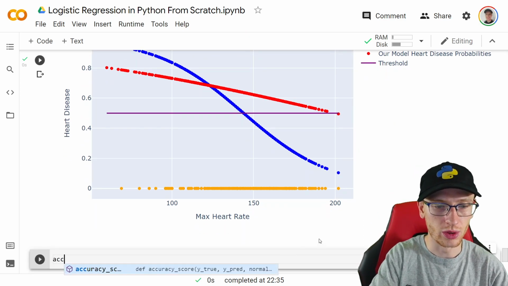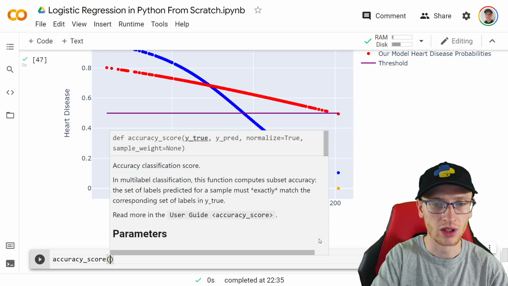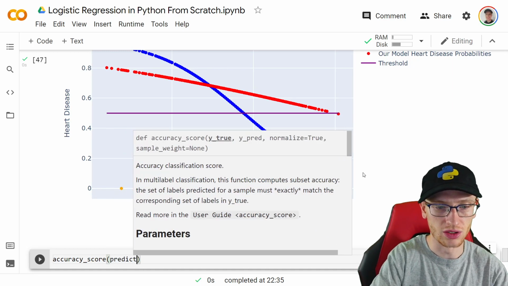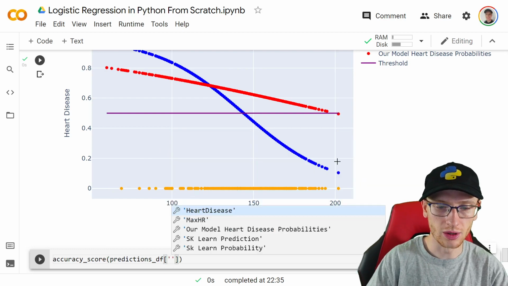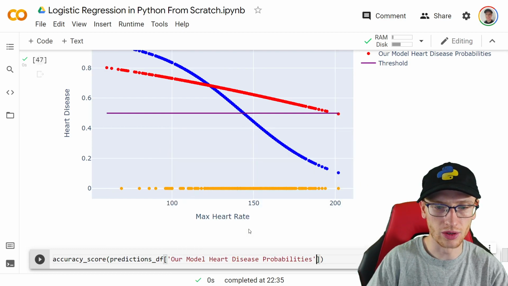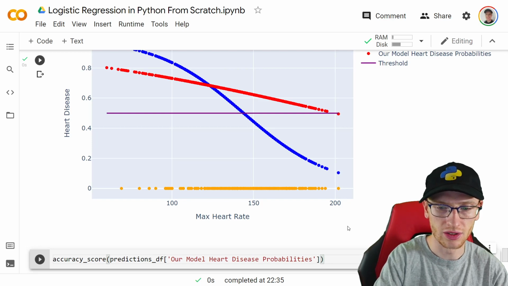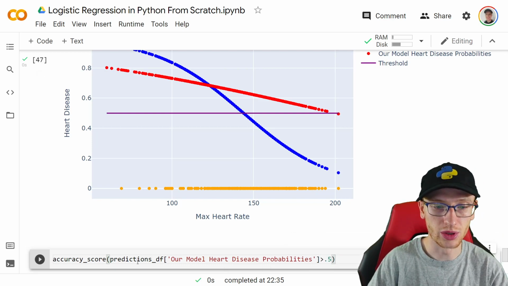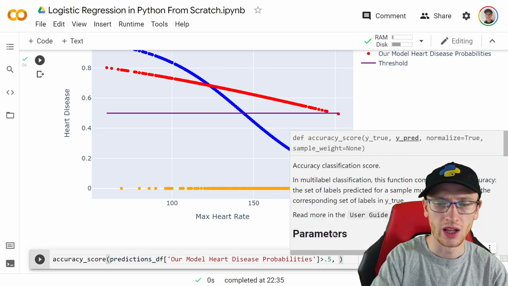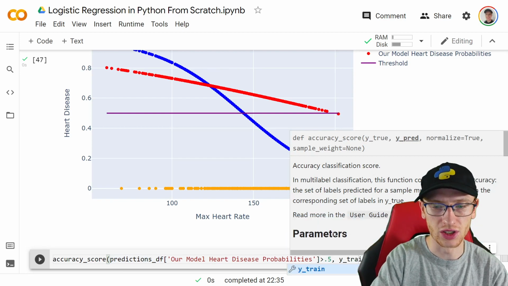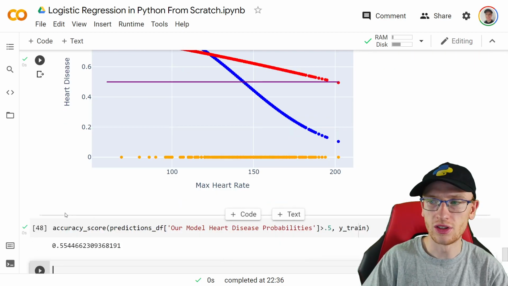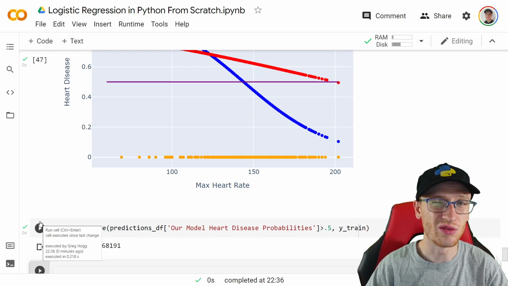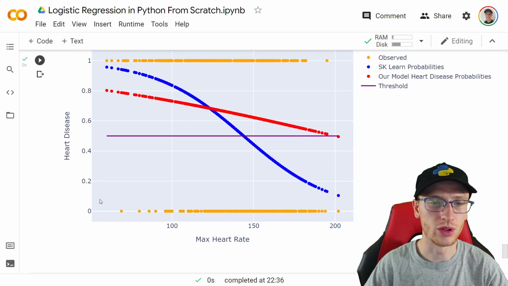And we can confirm that if we look at the accuracy score. We'll just get predictions df sub, that is our model heart disease probabilities. And we compare that, actually not the probabilities, but whether that is greater than 0.5, remember from earlier, this is how to convert that to actual predictions. I think that is probably fine as is actually. And then we'll give that y train is actually going to be fine as well. So here, this is only a 55% accuracy. It's only really slightly better than a random guess. We don't like this curve at all.